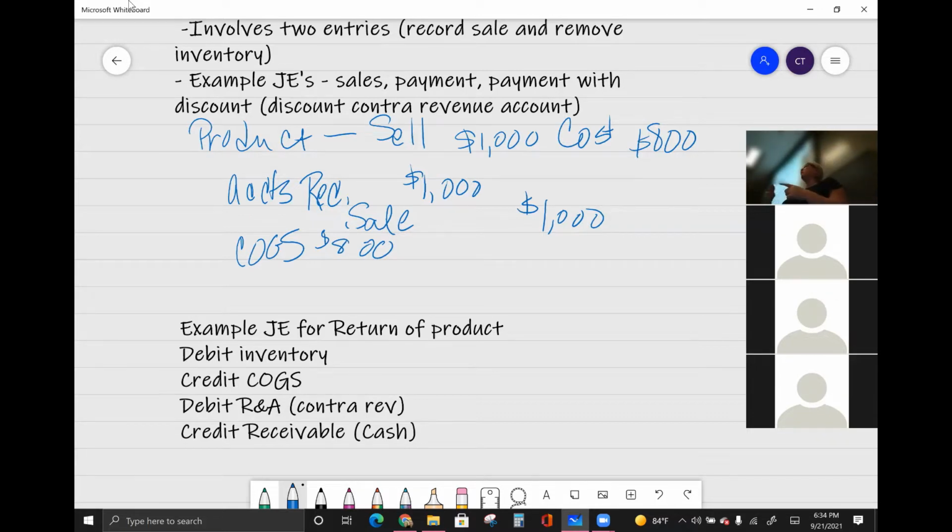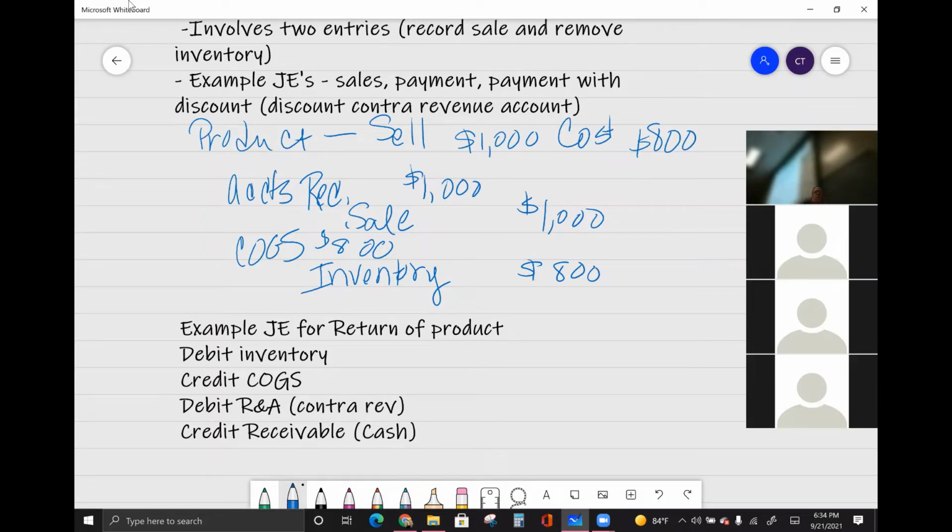And I also need to remove the inventory. How do I remove the asset? How do I decrease my asset? With a credit. So my inventory is being reduced. I'm crediting my inventory by $800. So you see there's 4 pieces, 2 journal entries.